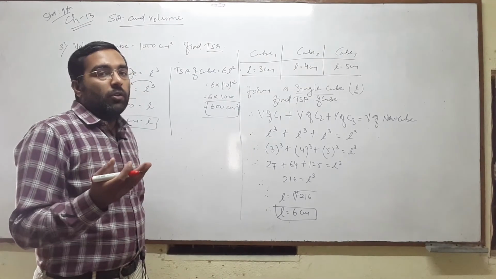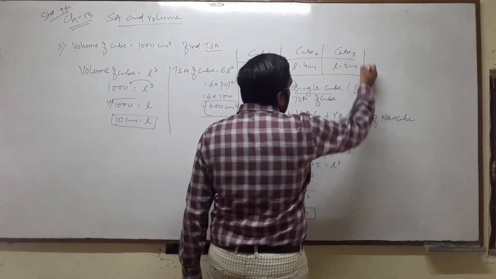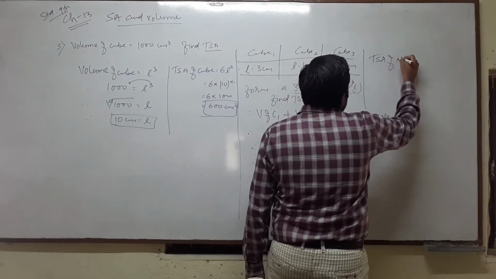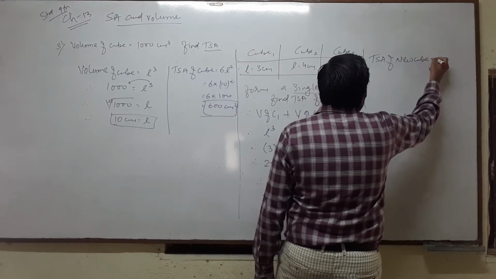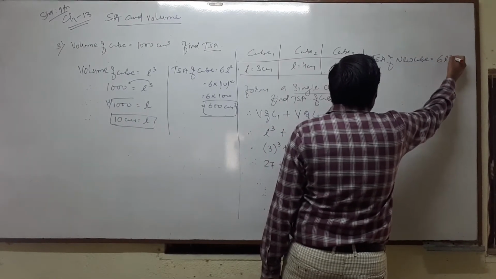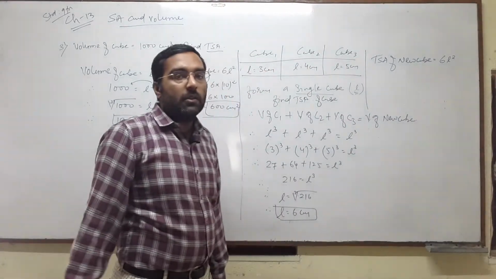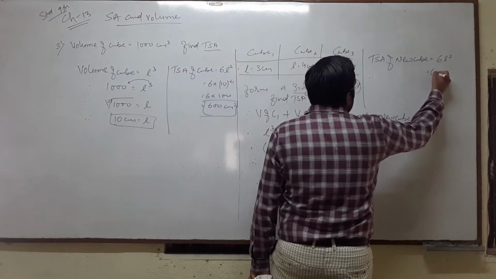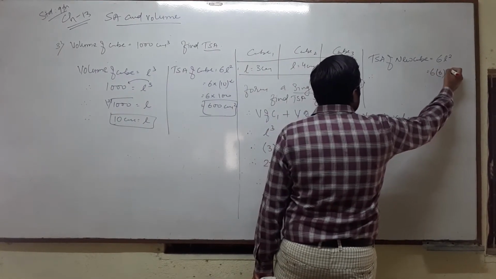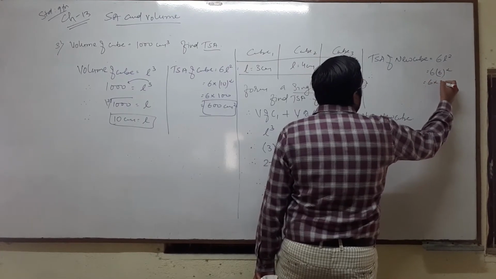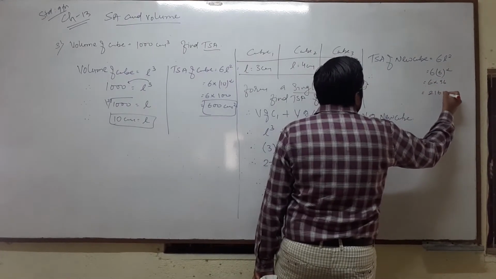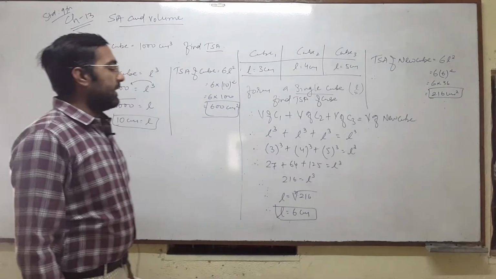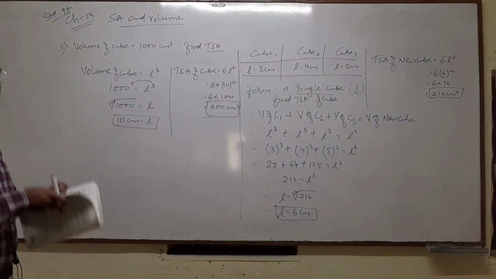Now I have to find the total surface area. So I'll take the total surface area here. TSA of the new cube, that is the total surface area of a cube, is 6L square. Okay students, therefore 6 into L square, that is 6 into 36, that is 216 centimeter square. My total surface area of the new cube is 216 centimeter square. Okay.